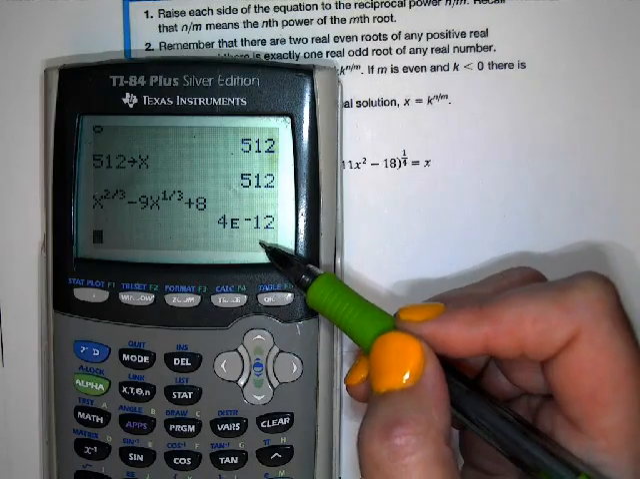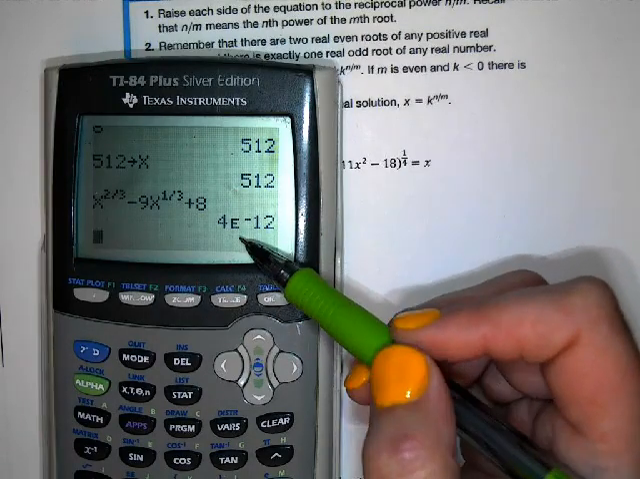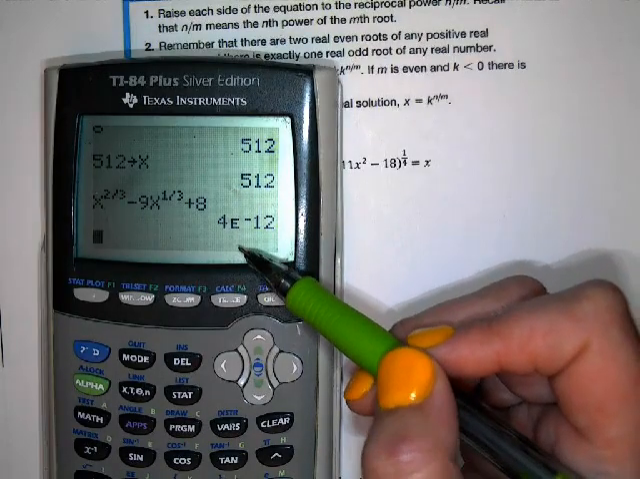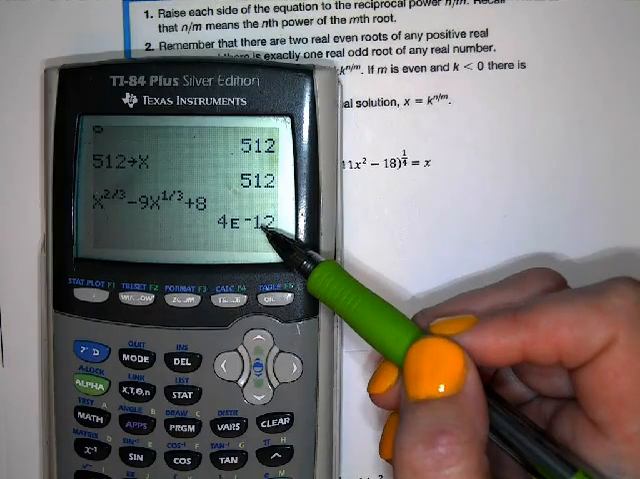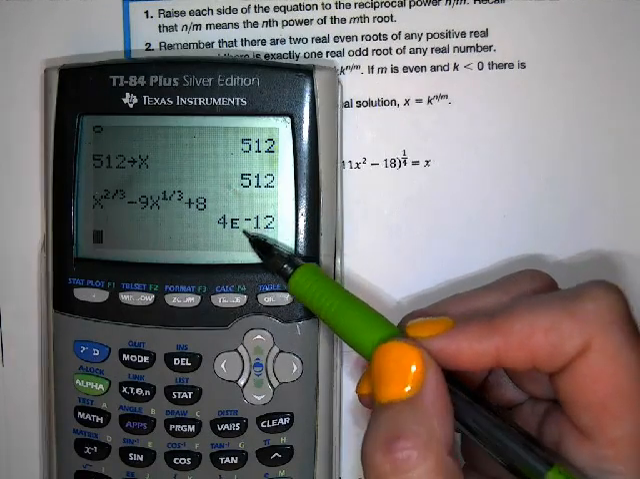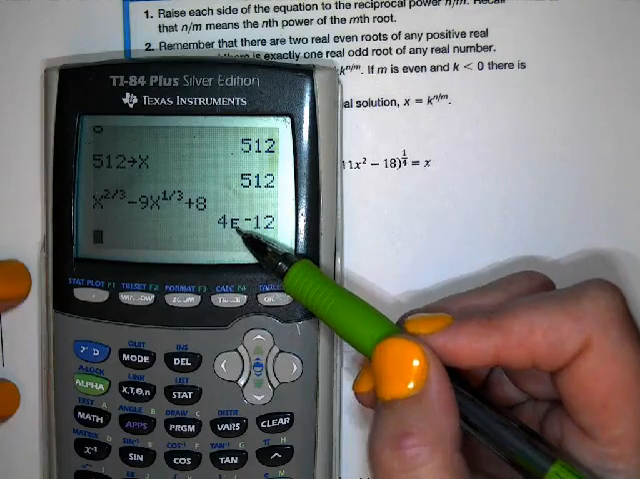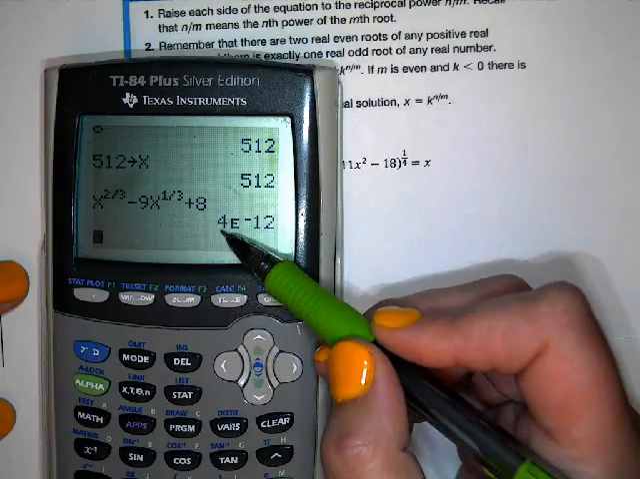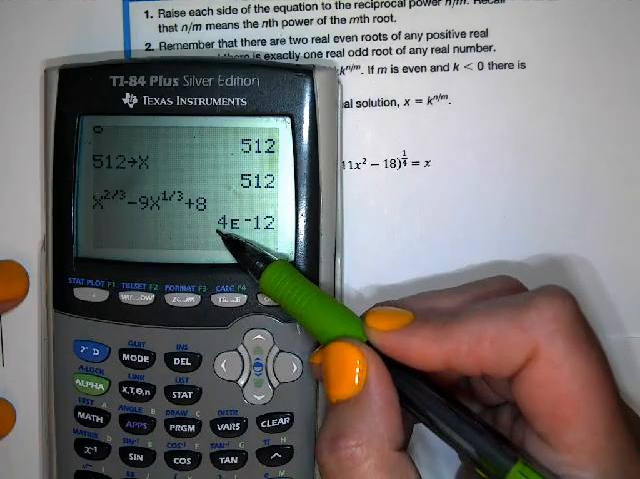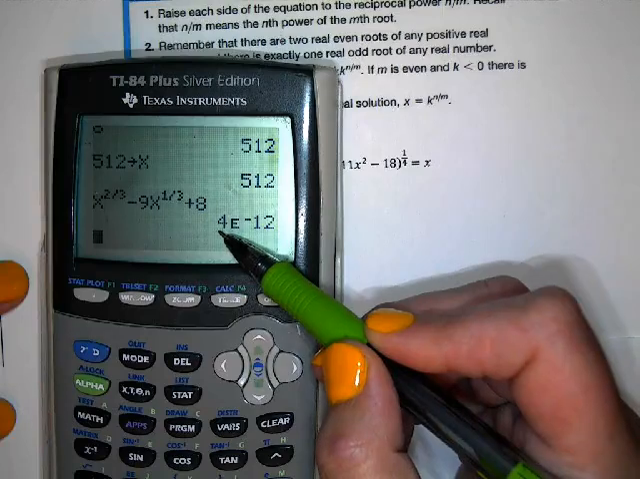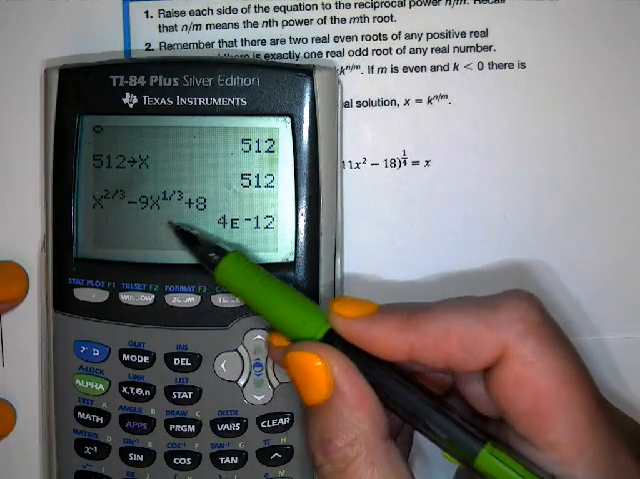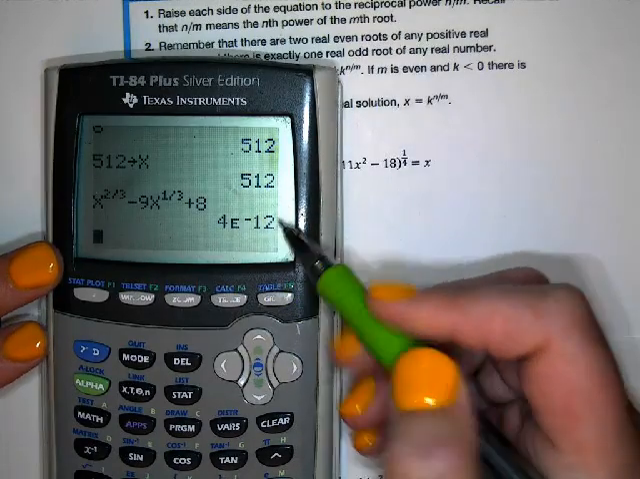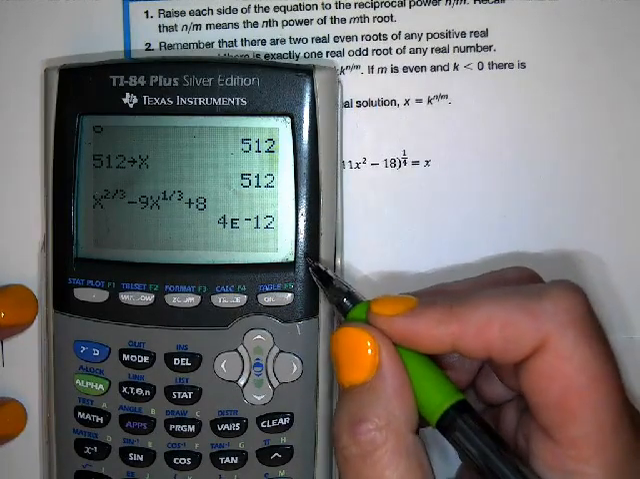4e to the negative 12 is scientific notation, and it means that it had the number 4, a decimal point, 4, and then if you took the decimal point, you would move it 12 places to the left and put zeros there. This is just my calculator struggling. So it really did equal 0. It's just having a hard time calculating that. And I'd be interested if you guys try this too to see what your calculator said with that. And that's only because we had such a large number that we were plugging in.